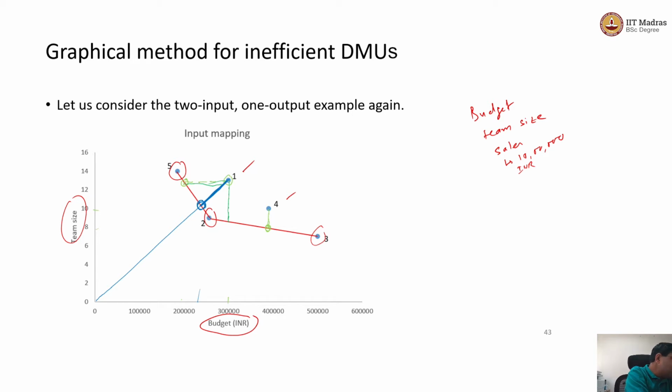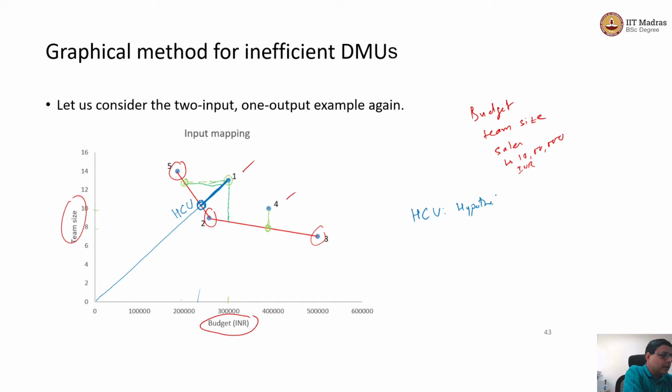This point here, which is the end result of efficiency efforts by DMU1, right? So this point here on a two-dimensional coordinate system, which represents the end result of the efficiency efforts on the part of DMU1, is called the Hypothetical Composite Unit, HCU.